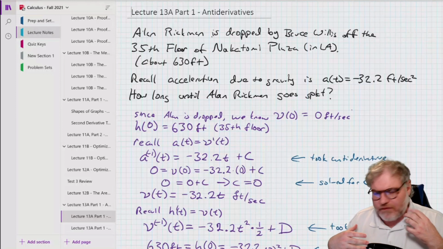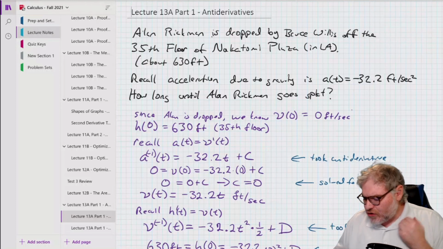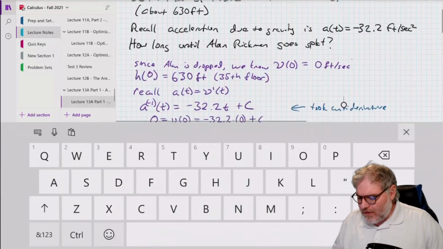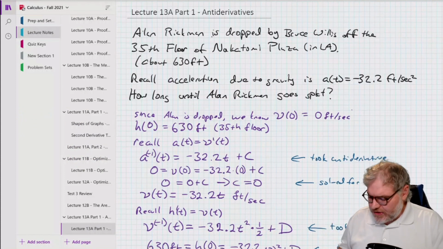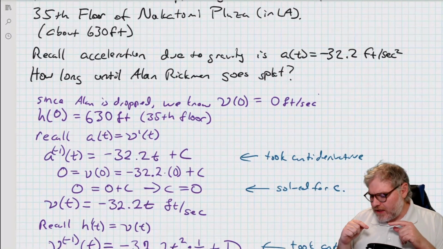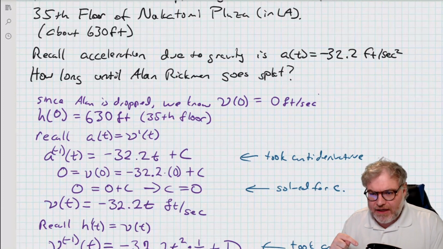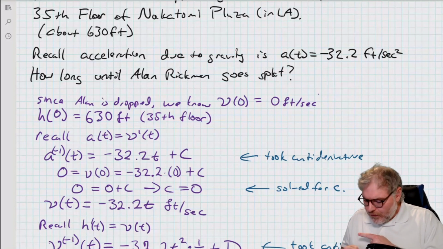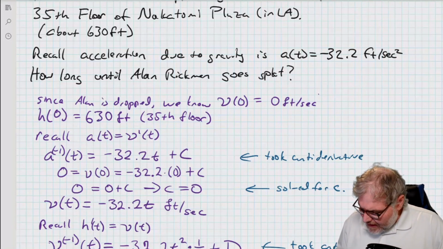So what do we have for his initial values? Well, we know his initial height is 630 feet, and we know that his initial velocity is 0 feet per second, right? He's dropped. He's not pushed or shoved, he doesn't have any initial velocity. He's just dropped. Now remember that the derivative of height, in this case, would be velocity, and the derivative of velocity would be that acceleration. So what I have is the exact same problem I had before, except with words. So what I need to do is take the antiderivative of acceleration.